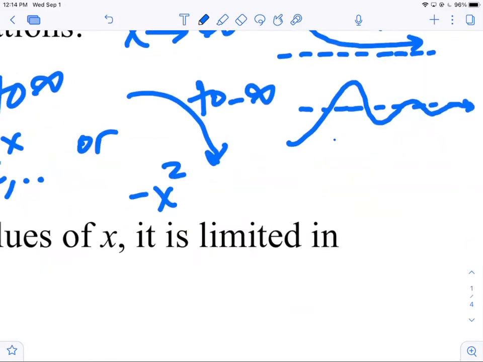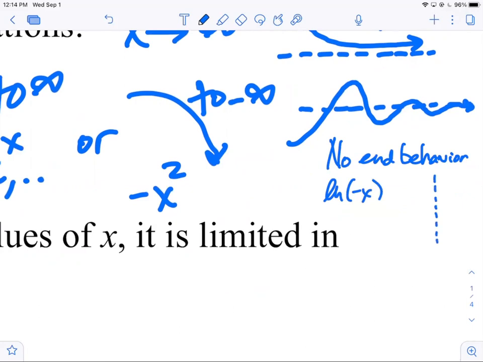We can also have no end behavior at all. That would be like if we have the graph of the natural log of negative x. It has a vertical asymptote on the y-axis, and it looks like this, right? It doesn't have any right end behavior. It has left end behavior. It goes to infinity, but it doesn't live to the right of 0. So when we're talking about the right end behavior of the graph, we're talking about the limit as x goes to infinity, not the rightmost point of a graph. Very important to make that distinction.